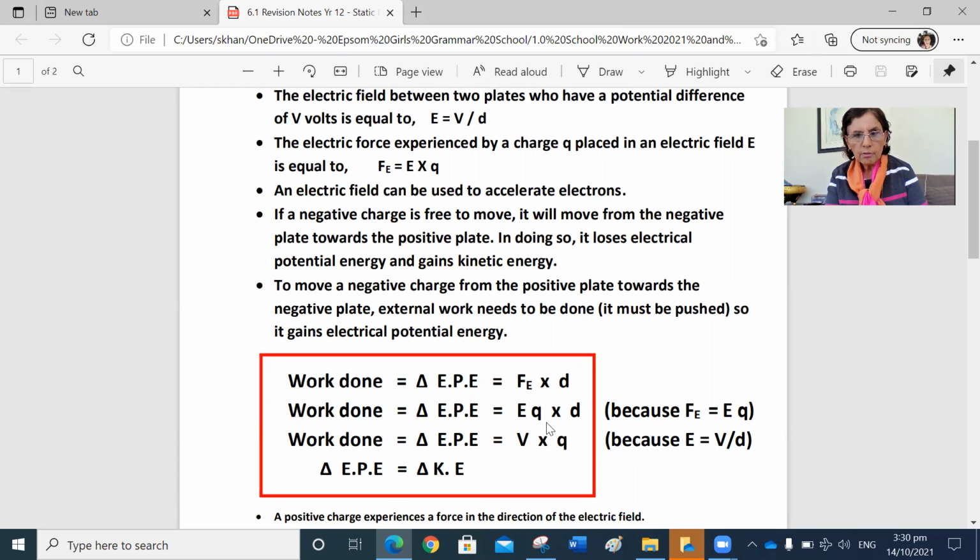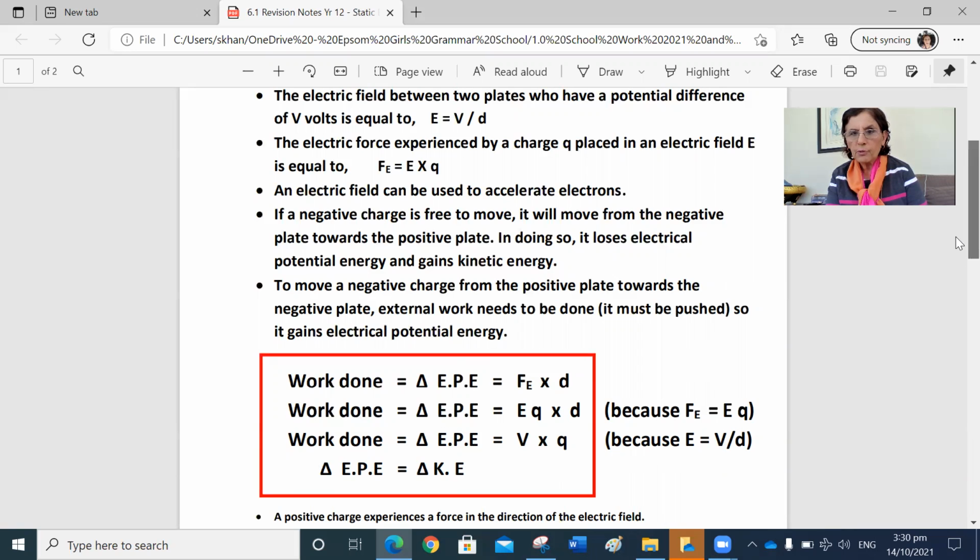From this equation, we know that if we make V the subject, V will be equal to E times D. So this voltage, E times D, is replaced by that one, and work done or electrical potential energy is equal to V times Q. Then electrical potential energy changes into kinetic energy.